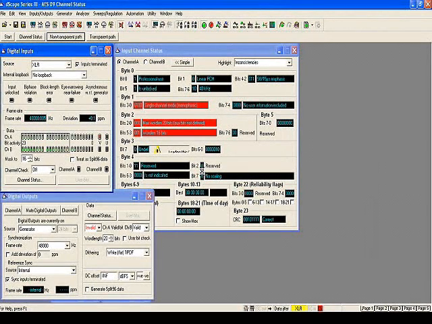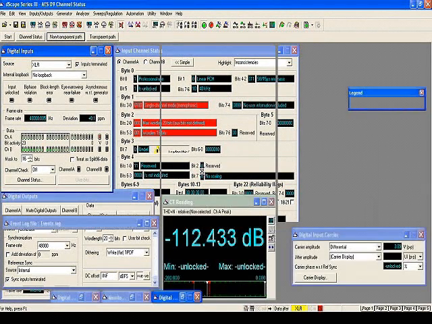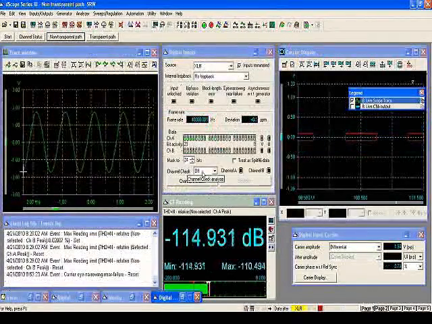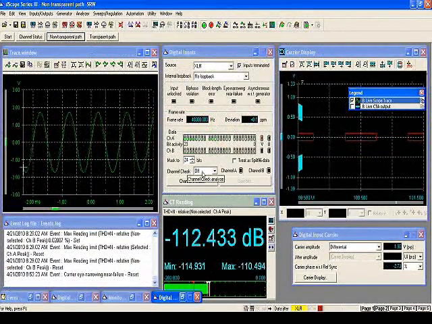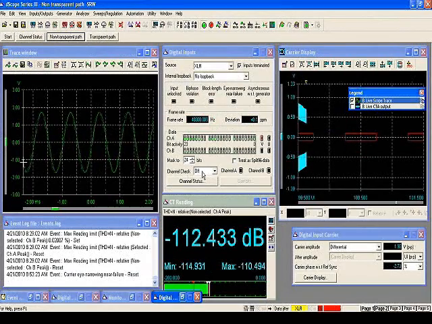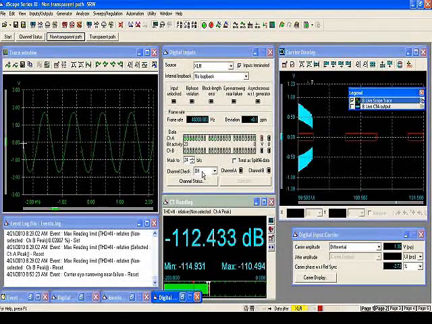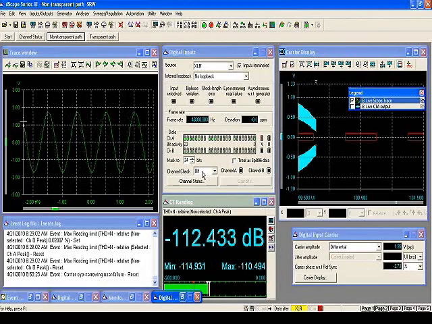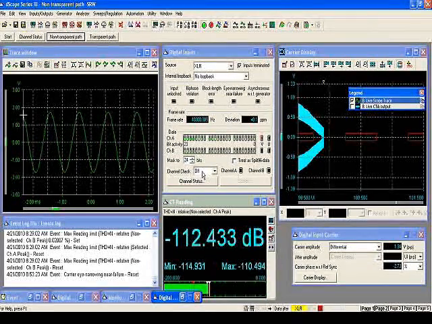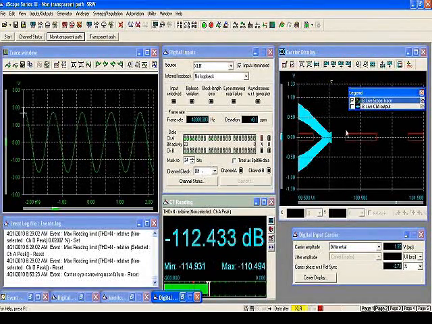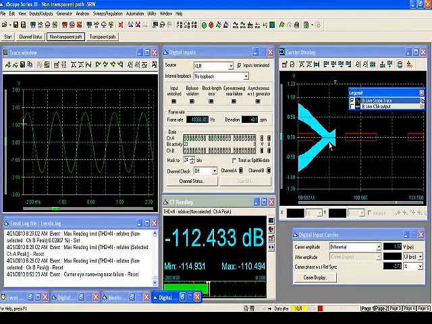And what we're looking at here, I'm going to turn the D-scope up again just so you can hear what's going on. So there's the 1 kilohertz. Looks good, sounds good, and we've got an eye pattern here that's being painted right now.